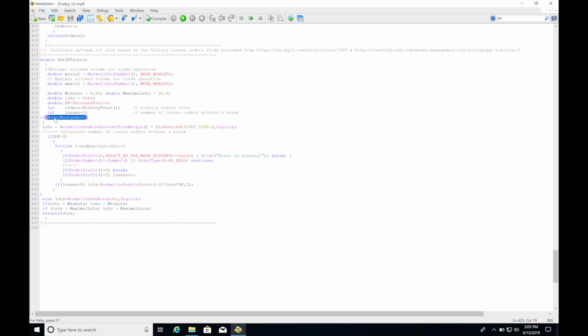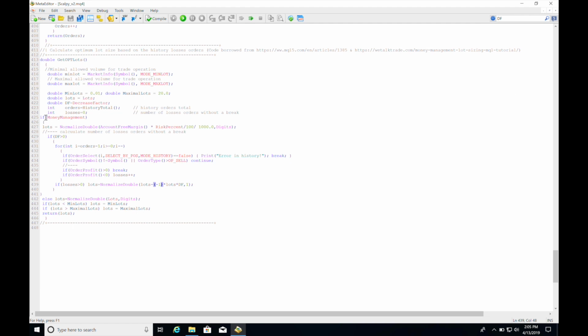So the first thing we do is we check on money management. We normalize the lots value, and then if the decrease factor is greater than 0, we're going to iterate through all the orders, but we're only going to select those that have a negative profit as shown here, and we're going to count those. We're going to add 1 into losses. At the end, after the for loop, if the losses is greater than 0, then we'll recalculate our lots variable.